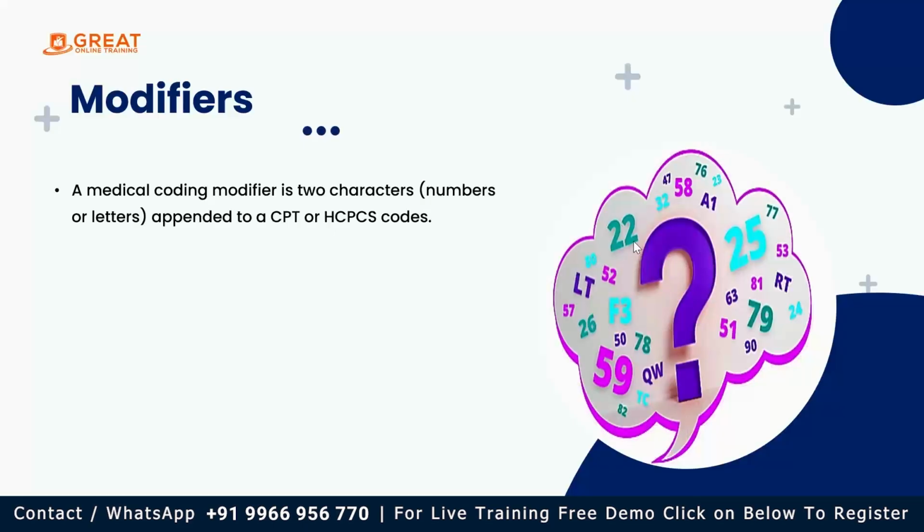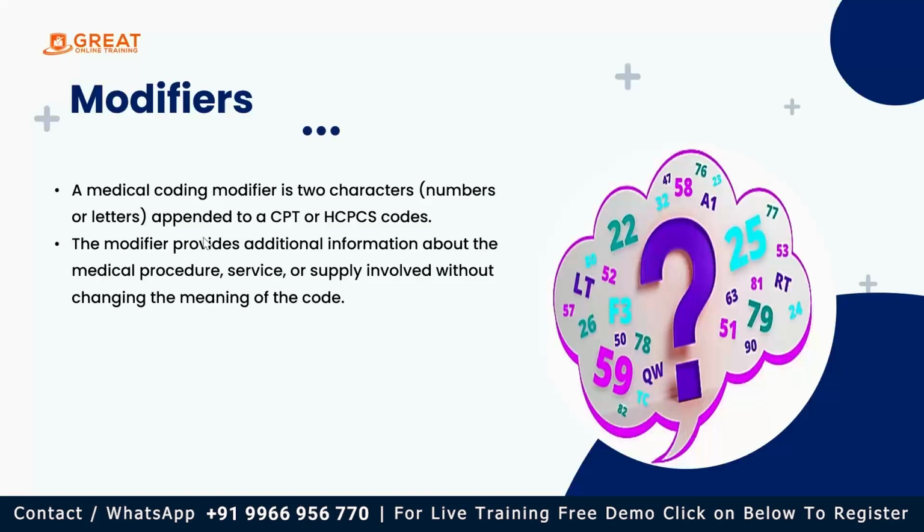We'll see modifiers. Modifiers look like 22, 25. This is 2 alphabets, 2 digits, or 1 alphabet and 1 digit. You can see here 22, A1, 58, 76, 59, QW, RT, like this. A medical coding modifier is a 2-character code, numbers or letters, appended to a CPT or HCPCS code. The modifiers provide additional information about the medical procedure, service, or supplies involved without changing the meaning of the code. We have to append a modifier on procedure codes, CPT codes or HCPCS codes, to give additional information about the medical procedure or service or any other circumstances that affect that service.